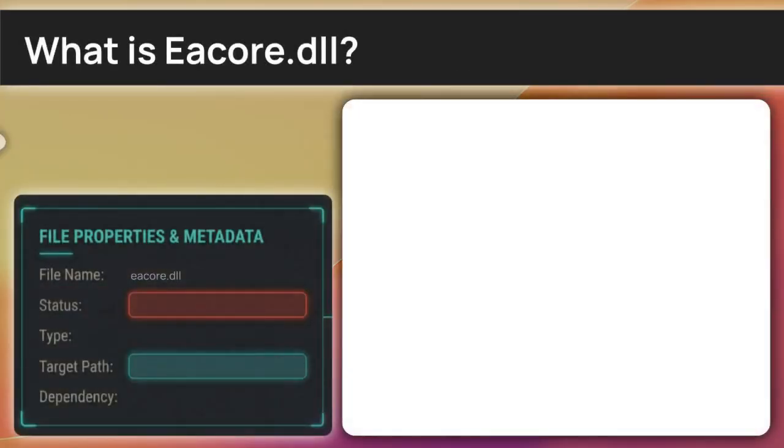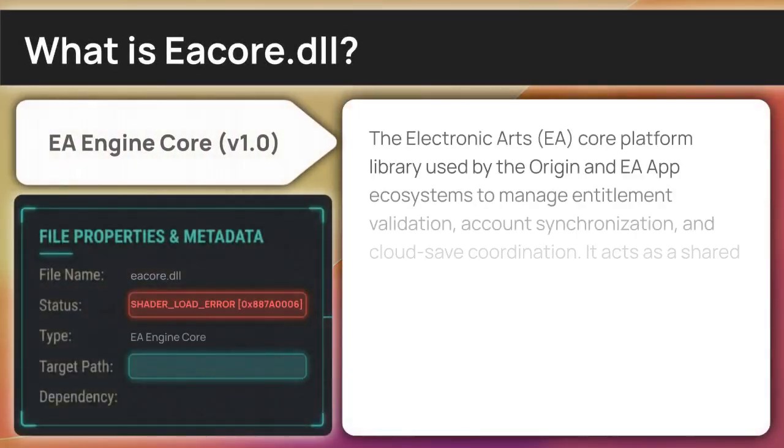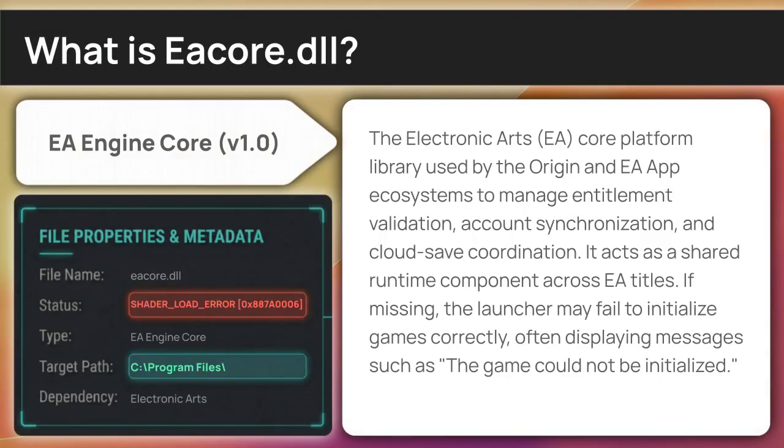This is the Eacore library, the Electronic Arts EA core platform library used by the Origin and EA app ecosystems to manage entitlement validation, account synchronization, and cloud save coordination. It acts as a shared runtime component across EA titles. If missing, the launcher may fail to initialize games correctly, often displaying messages such as, "The game could not be initialized." Knowing the file's purpose is helpful, but now we need to physically restore it.